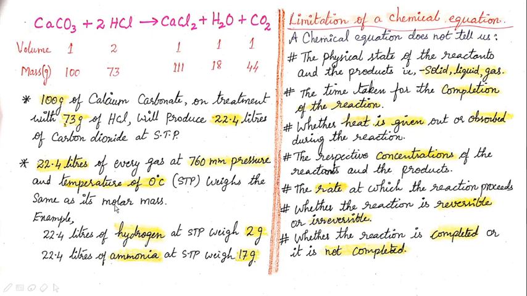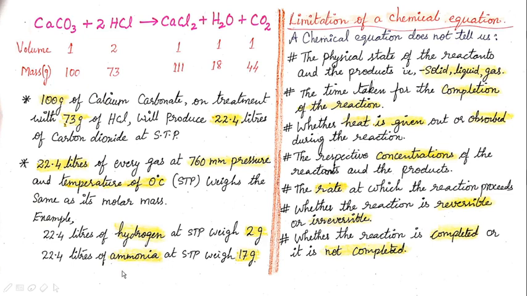Weighing the same as its molecular mass, which means any gas, 22.4 liters will be equal to the mass. How much? Here 22.4 liters of hydrogen at STP weighs 2 grams. 22.4 liters of ammonia at STP weighs 17 grams. How did we get this 2 grams? The atomic mass of hydrogen is 1. One molecule of hydrogen means 2 hydrogens are present. So 2 into 1, 2 grams.